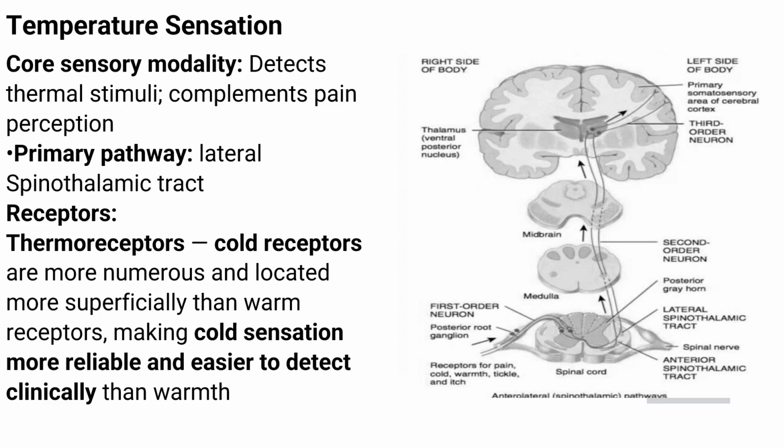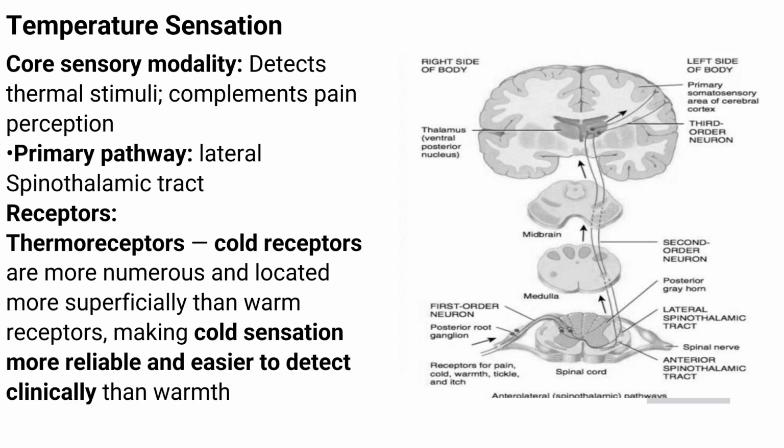Next, we assess temperature sensation, an essential sensory modality that detects thermal stimuli and complements pain perception. Like pain, temperature sensation is carried by the lateral spinothalamic tract, making it particularly useful for localizing lesions within the spinal cord. Temperature is tested using a cold metal object, such as a tuning fork, or cold and warm water in test tubes. In practice, cold is preferred as it is easier for patients to discriminate and better tolerated.